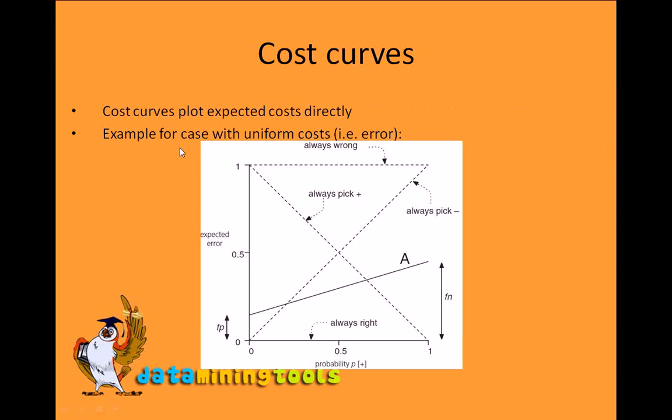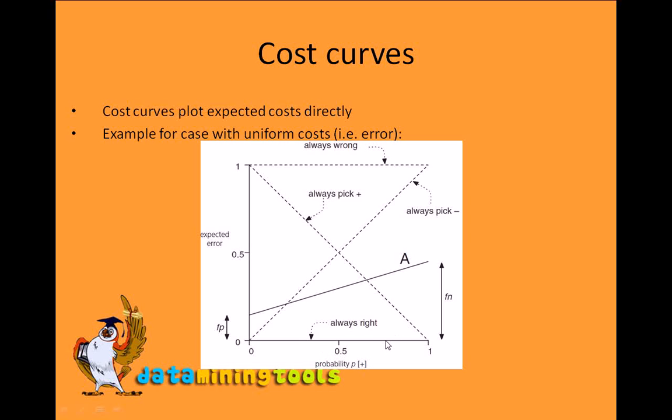Now we come to the next visualization technique, the next type of chart, that is cost curves. Cost curves plot expected cost directly. For example, for the case with uniform cost, that is when our cost is basically our error matrix only, we can have the following cost curve. So basically we have two classes, plus and minus.